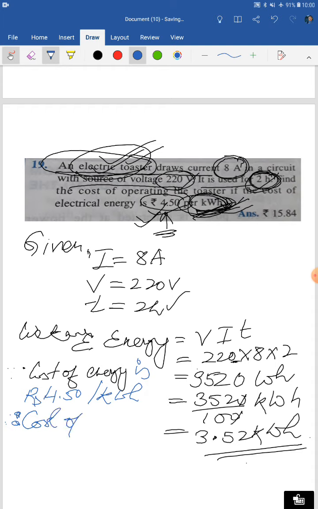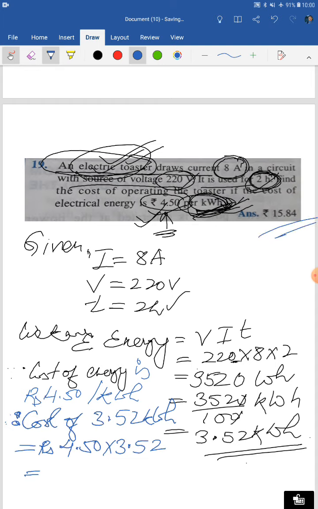the cost of 3.52 kilowatt hour will be rupees 4.50 into 3.52, that is going to give me this much. So rupees 15.84. All right, so this is how we will do.